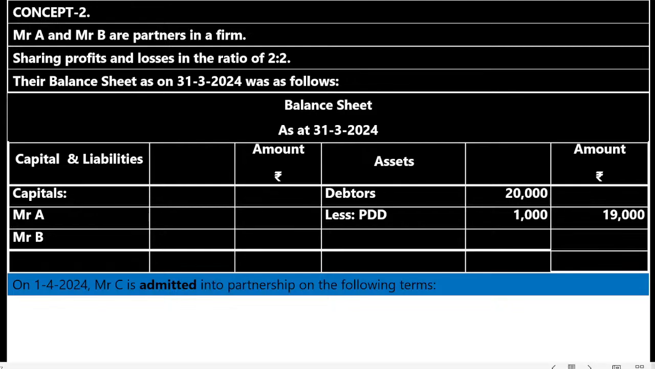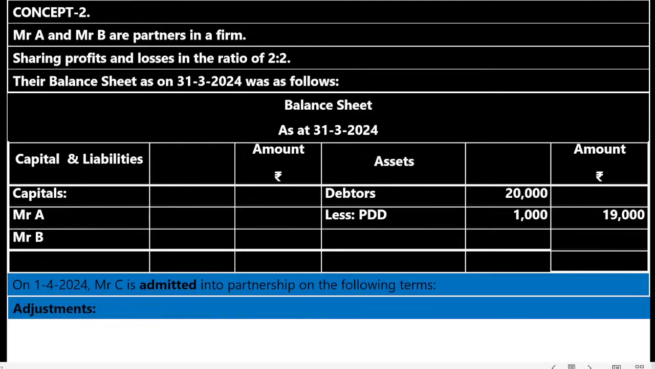On which date is the new partner admitted into the partnership firm? On 1/4/2024. Now the summary: who are the old partners? Mr. A and Mr. B. What is the old profit sharing ratio? 2:2. What is the old balance sheet date? 31st 3 2024. What is the date of the new partner's admission? 1/4/2024. Who is the new partner? Mr. C. Adjustments.